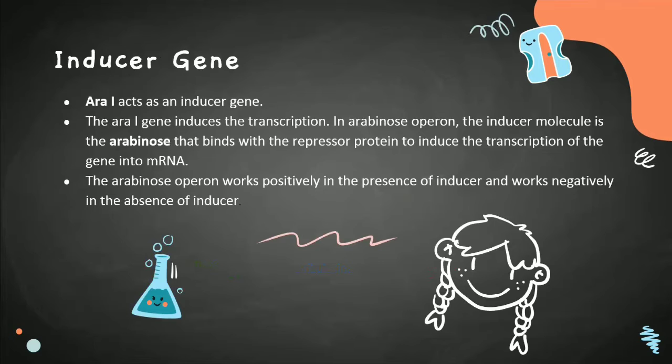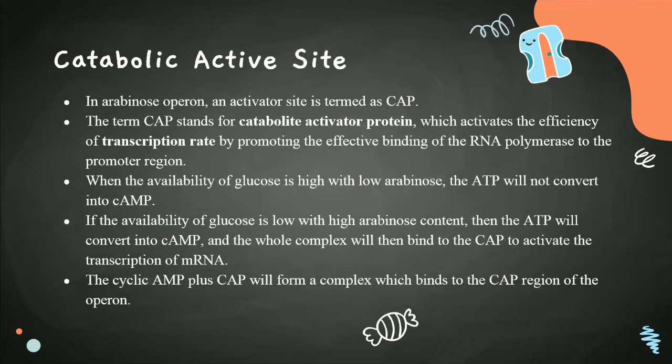Next is the inducer gene. There is a site called araI where the inducer binds. The inducer molecule in our arabinose operon is arabinose itself. Arabinose will go and bind with the repressor protein and induce transcription to form the mRNA. So this Arabinose operon works positively when there is inducer present and works negatively when there is absence of inducer.